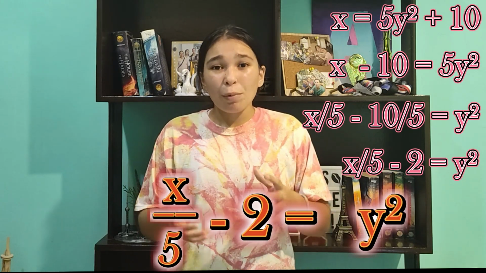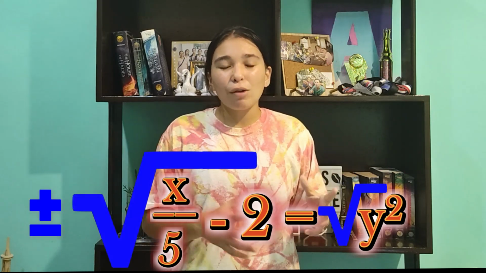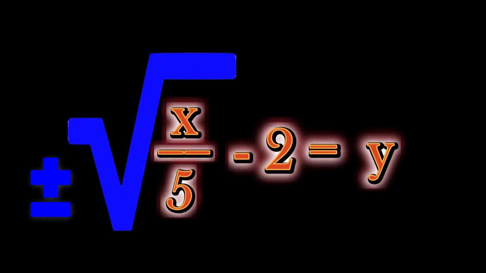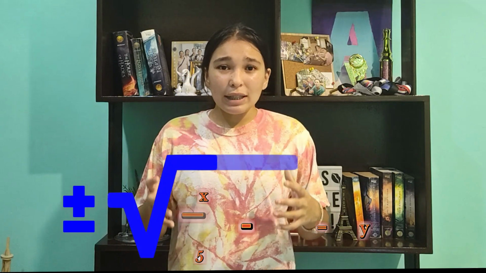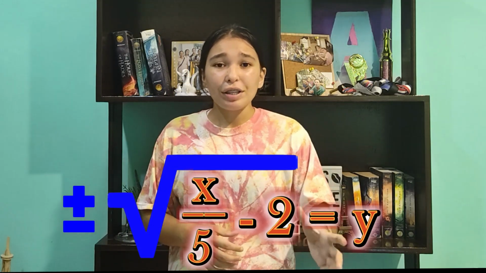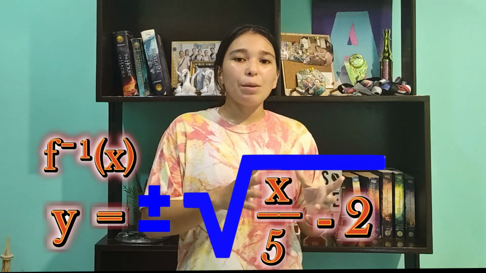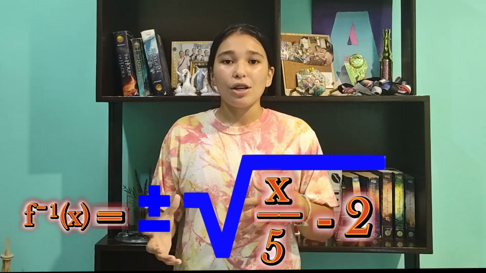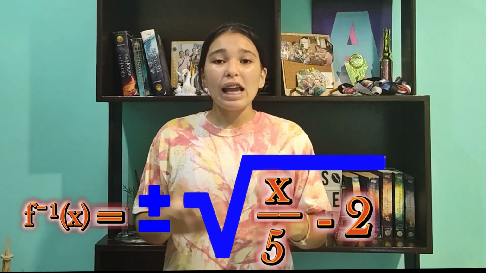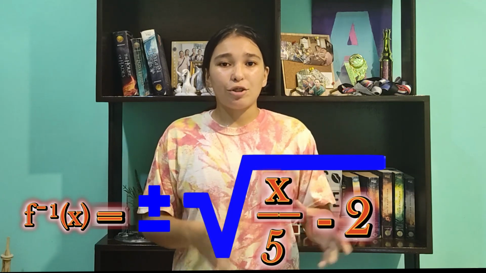Since 10 divided by 5 is going to be 2, you actually have x over 5 minus 2 equals y squared. Now, what we need to do is we need to get rid of that squared, right? So let's take the square root of both sides. And we get the square root of x over 5 minus 2 equals y. But remember, we still need to put the y in the front and then exchange the y for the notation f to the power of negative 1 of x, which just means the inverse of x. So our final answer is the inverse of x equals square root of x over 5 minus 2.